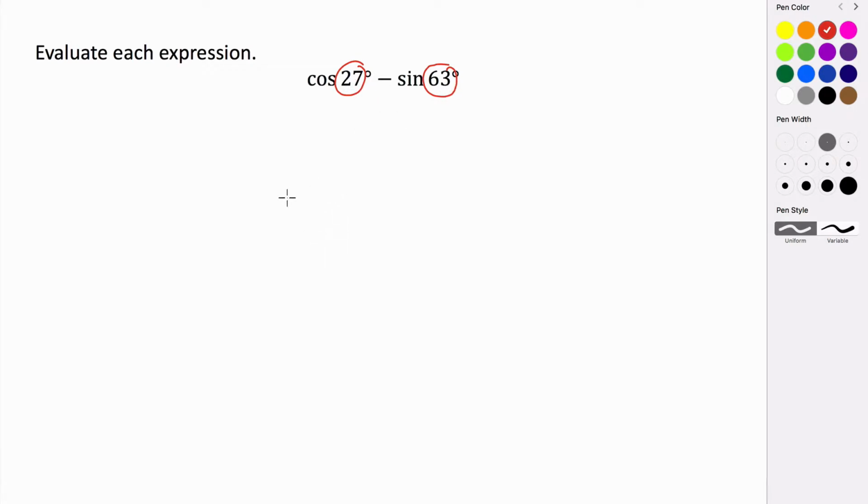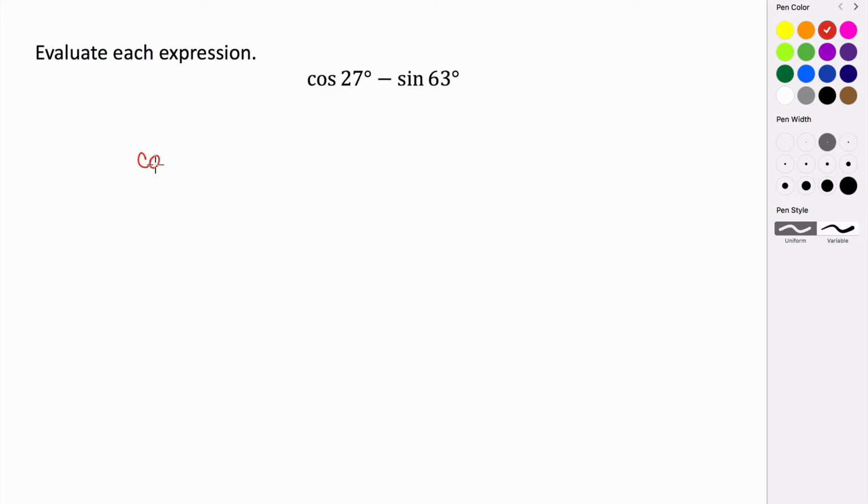27 plus 63 is 90. So because of that, we can use the complementary angles theorem. What this tells us is that I can change one of these to be its cofunction of the complementary angle, and that might help us in solving this. So I'm going to change the cosine to be sine.